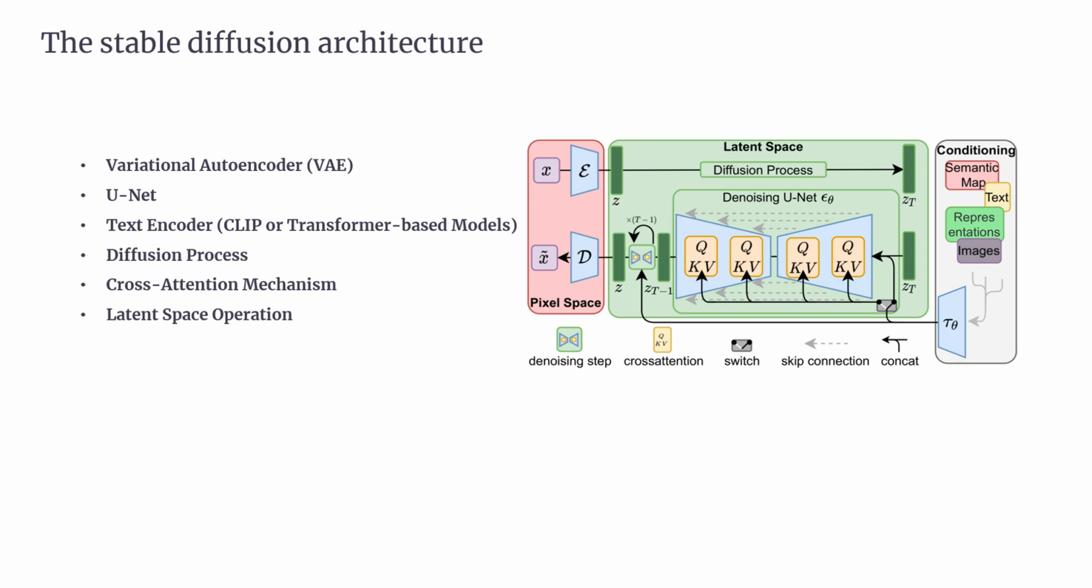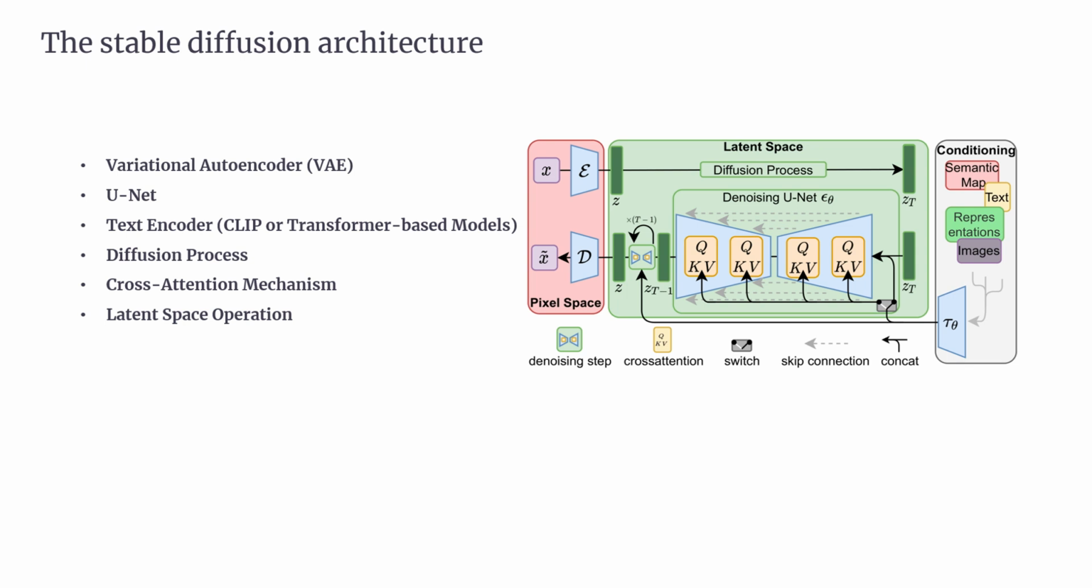The sixth, latent space operation. Unlike traditional diffusion models, Stable Diffusion operates in latent space. This means that the image generation happens in a much smaller, compressed space, which speeds up the process and reduces the computational resources required. For latent representation, the images are first mapped into the latent space by the VAE, and then diffusion happens in this space, which is much more efficient.